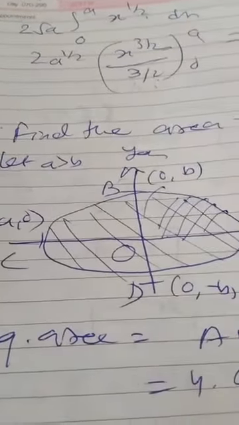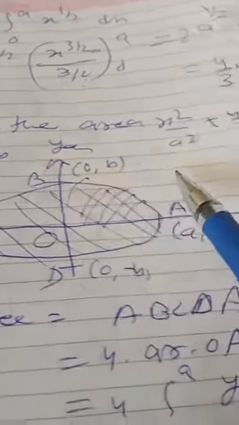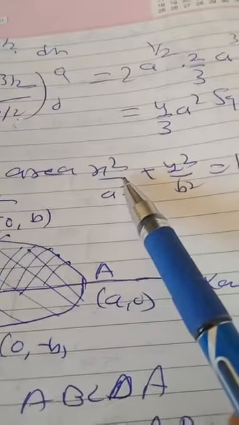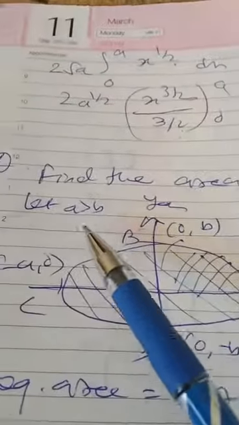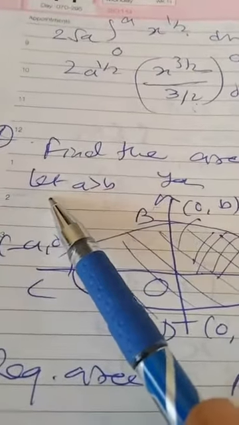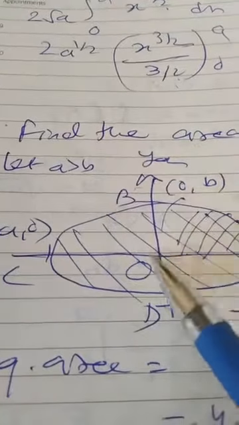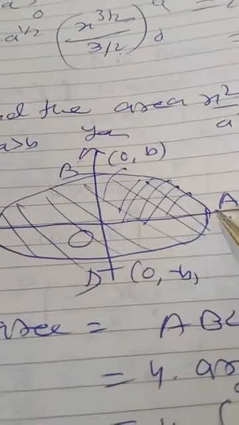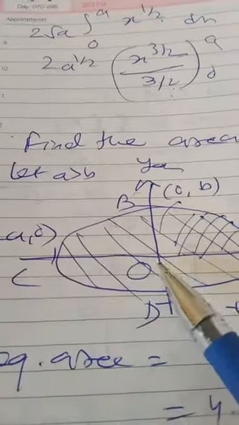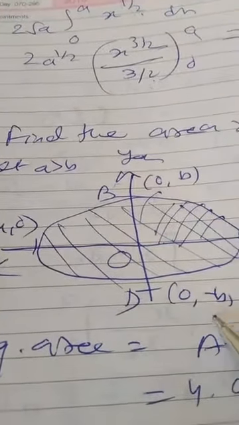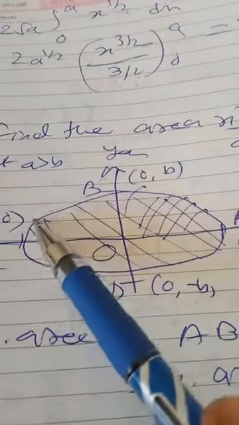Now we discuss the various questions of the area. Find the area under the curve x square by a square plus y square by b square equals to 1. Let a be greater than b. So the shape, that is the equation of an ellipse, has the major axis whose vertices are (a, 0) and (minus a, 0), and the minor axis (0, b) and (0, minus b). So that is the shape of the ellipse.